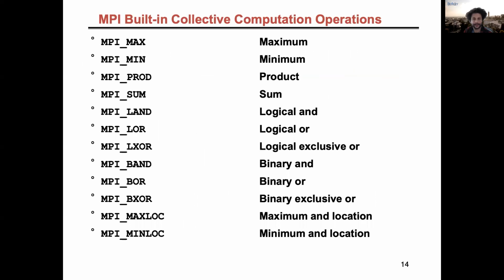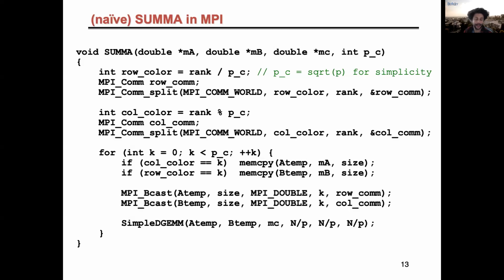That's about it. And that's all you need to do to implement a very naive SUMMA algorithm that executes in square root of p stages. As long as the matrix is large and you have enough memory, it might actually perform okay.